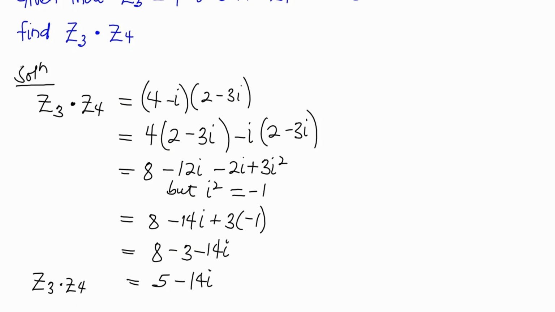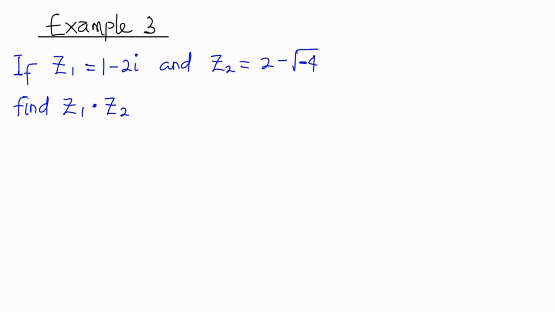Now we'll move to our next example in this video. Example 3 says that if z1 is equal to 1 minus 2i and z2 is equal to minus the square root of negative 4, find z1 times z2. I know someone is confused about finding the product of z1 and z2, whilst z2 contains the square root of a negative number. It's very simple, and that is where complex numbers come in. Now let's tackle this.